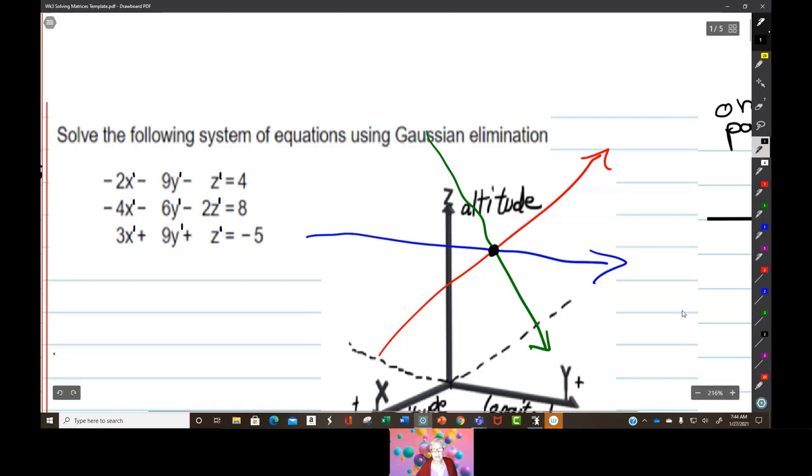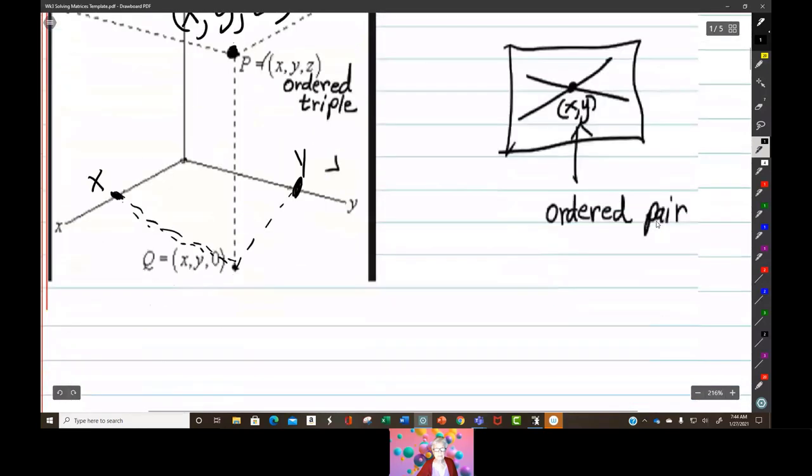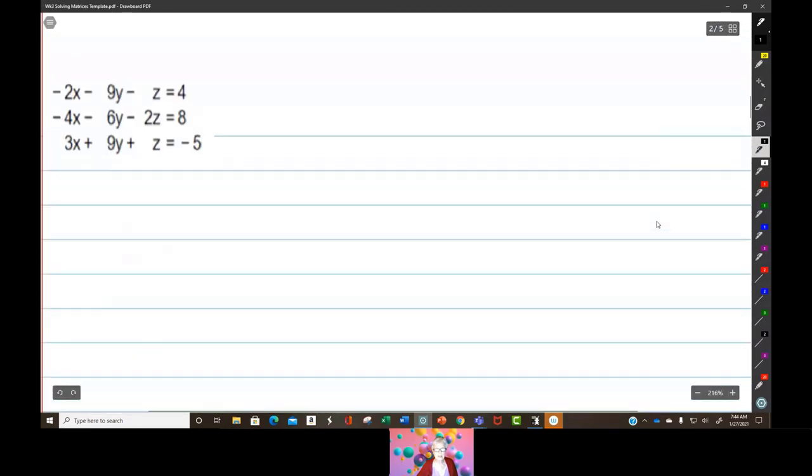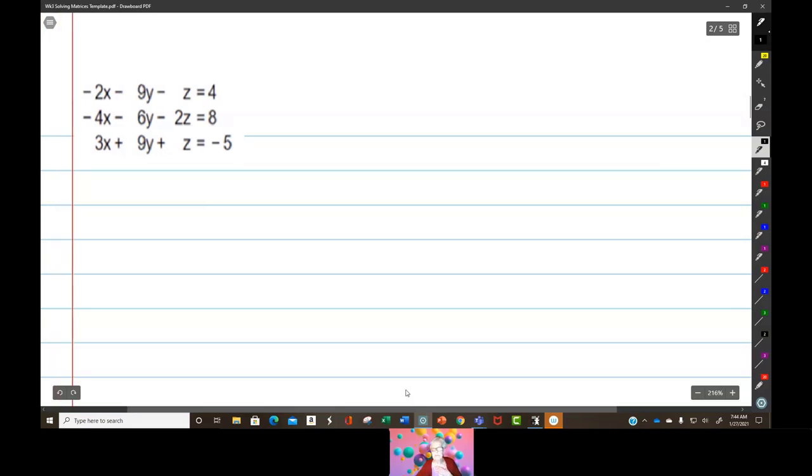Okay, so here we go. There are two methods. There's an easier method and a harder, more difficult method.